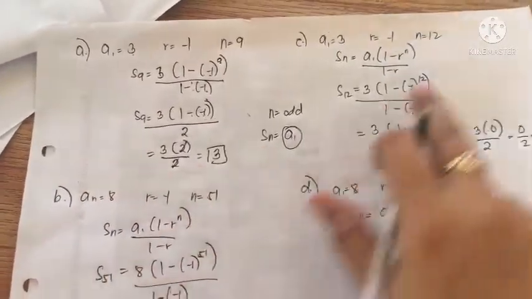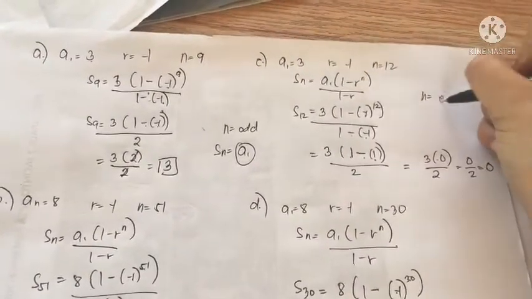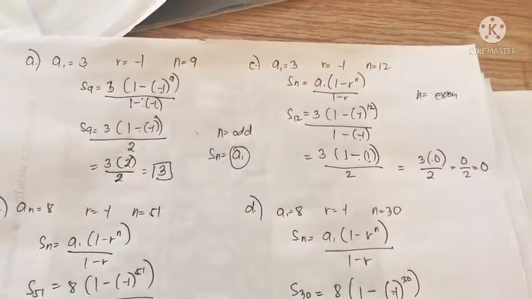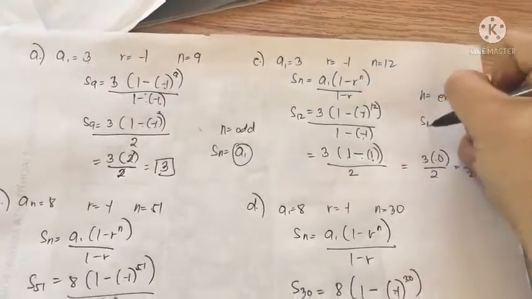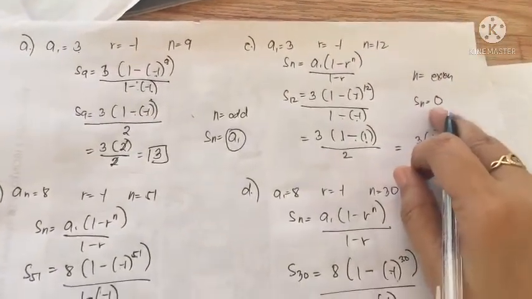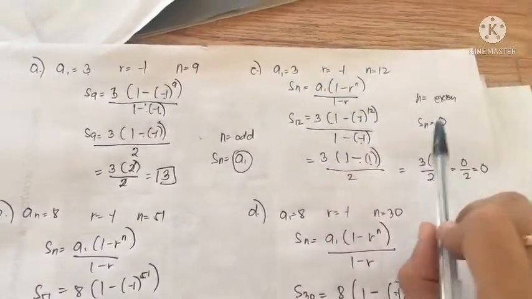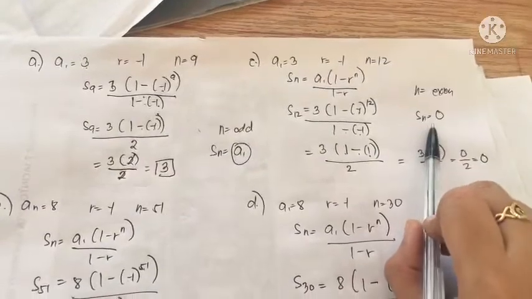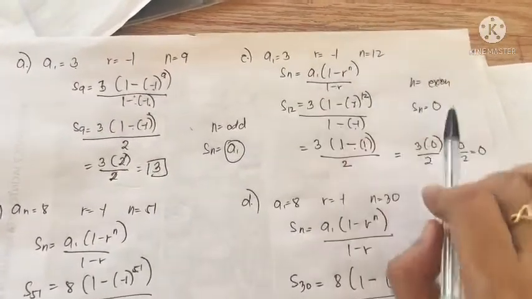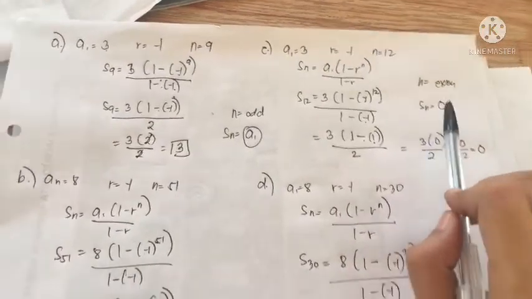Okay? Now, when our n is even, that means our s sub n is always 0. Okay? Remember this. If r is negative 1 and n is even, therefore, s sub n is equal to 0. No matter how many terms, as long as it is even, the sum will be 0.